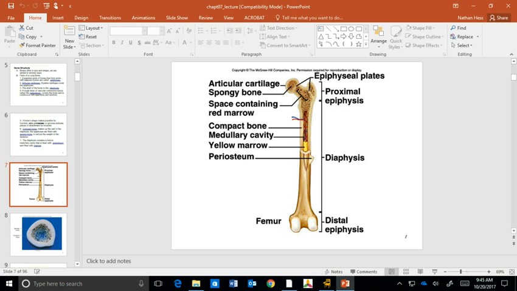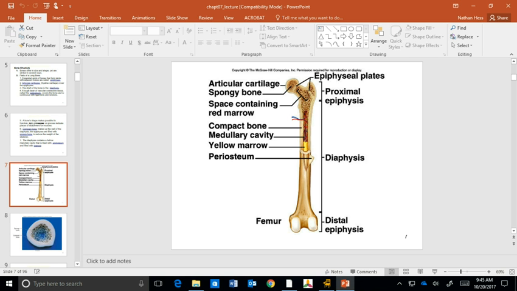So we break these long bones into two pieces. The epiphyses, or the epiphysis is singular, and the diaphysis is in the middle, right? The epiphyses are the two ends. A diaphysis is in the middle. The edges are made of this compact bone. We'll talk about the microscopic structure in a second. The edges are the compact bone. The inside is the spongy bone.